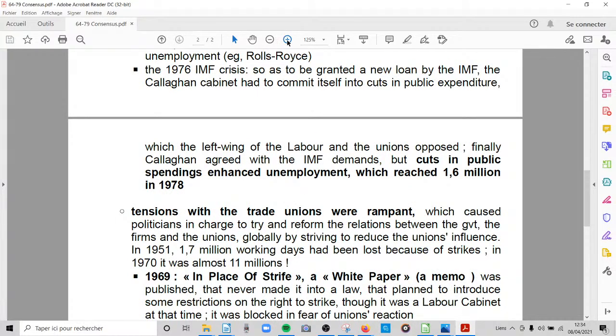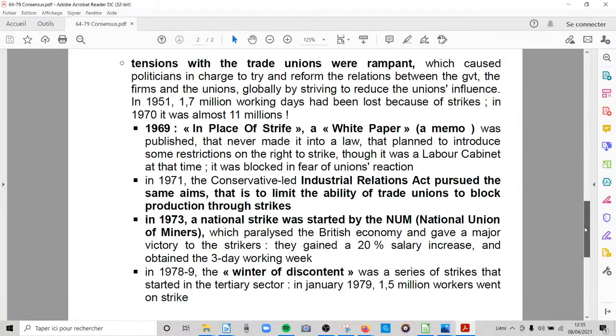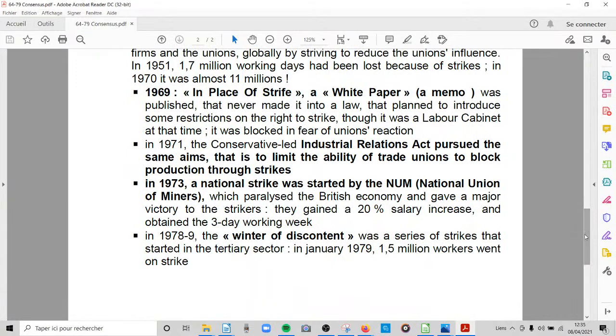In 1976, the Callaghan cabinet, Callaghan was a Labour Prime Minister, had to commit to cuts in public spending. And the left wing of the Labour Party and the trade unions opposed this. And the consequence, if you remember, was that unemployment actually increased. And look at this, a few more figures to help you understand.